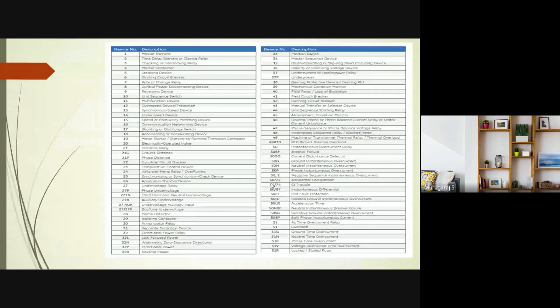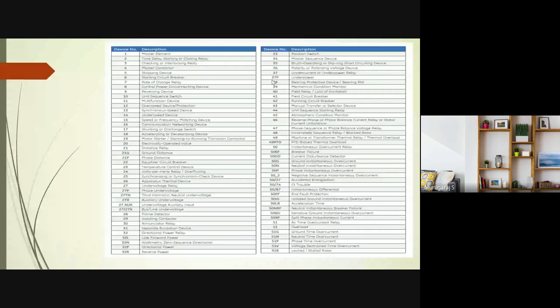Suppose a customer is asking for a relay. Generally, the specifications for purchasing any relay will give you only these numbers. So I want 50N, 50P, 50EF, these protections I want. Accordingly, people like us select the relays based upon the expectation of the customer. These are universal codes applicable to all the manufacturers.